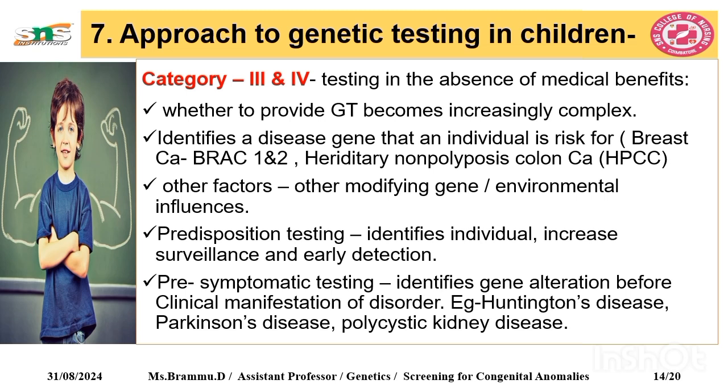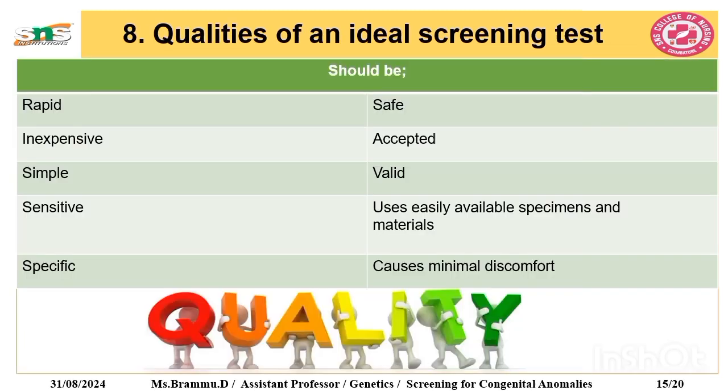Here testing will be done in the absence of medical benefits. Like for example, whether to provide this genetic testing becomes increasingly complex. Like, for example, an individual at risk for developing breast cancer, so we can screen for BRCA 1 and 2. And those who are at high risk for developing colon cancer can be screened for HNPCC. Other factors such as modifying genes, environmental influences, and other nature concepts should be screened well.